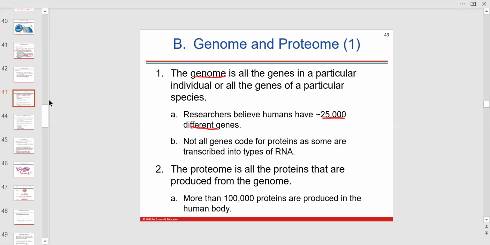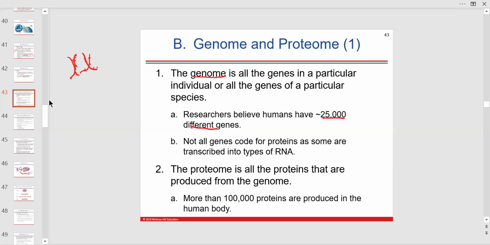So again, the DNA will make up genes. Genes are on chromosomes, and a lot of them look like X's. So the chromosome contains different genes, right? And there's 25,000 that we recognize on different genes, so on different chromosomes.